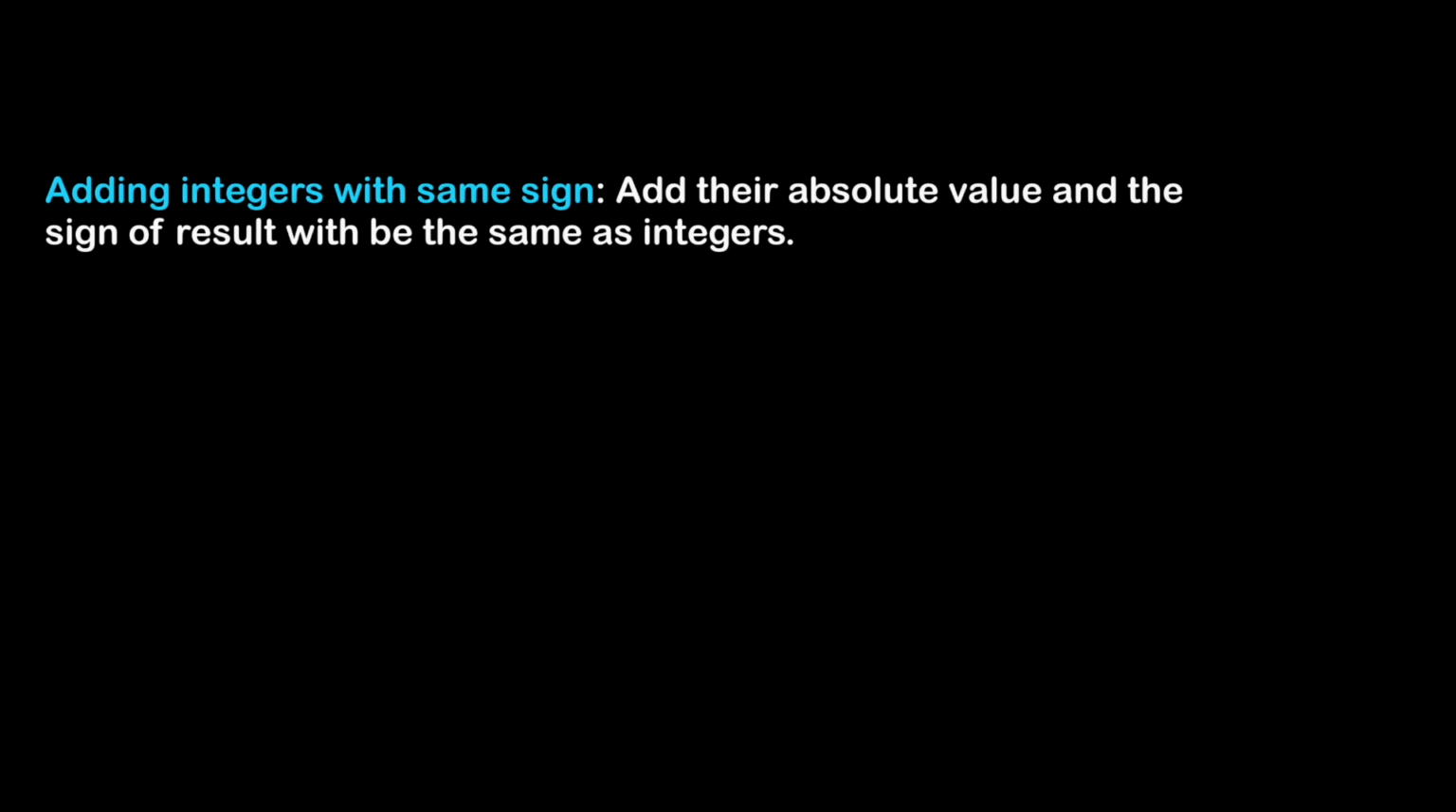That's why we have this rule. We say adding integers with the same sign. Same sign means if we have two negative numbers and add them together, or we have two positive numbers and we add them together, that means the same sign. And for this rule, it says add their absolute value. Important. Add their absolute value, and the sign of the result is the same as the integers' sign. Let me show you how to really calculate it.